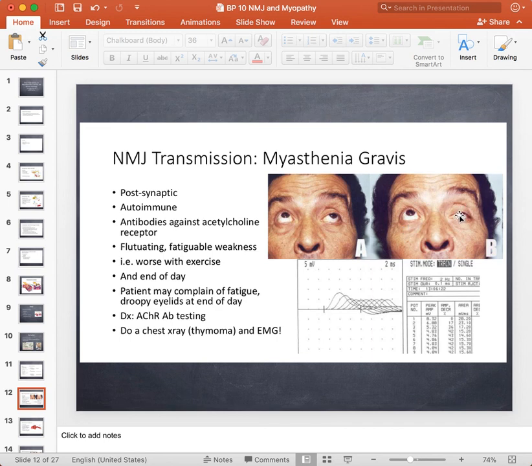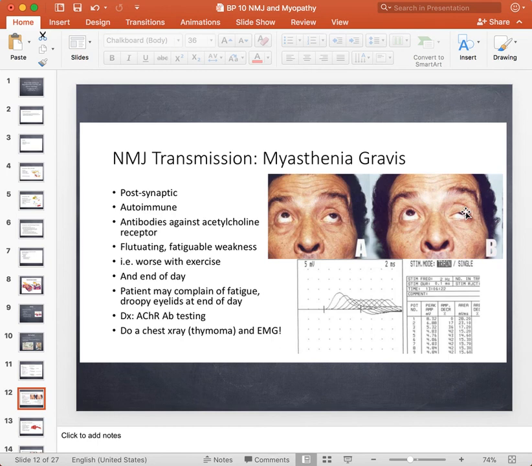This is ptosis. And this eye, if we were able to see it better, we might see that it's actually going off to the side a little bit. But mostly what we're seeing here is fatigable ptosis. If you see fatigable on the exam, and again, it's not if you see it, it's how many times, think neuromuscular junction, think myasthenia gravis.